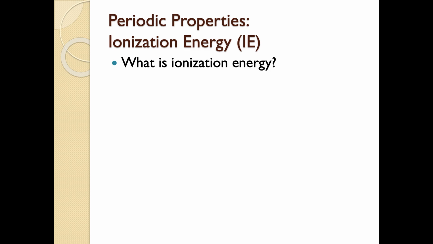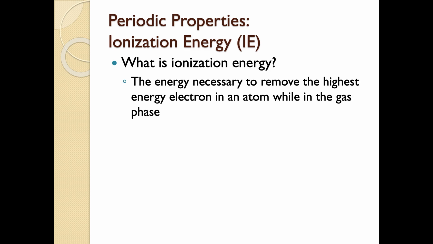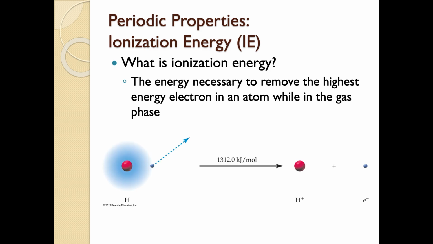The next one we're going to take a look at is what we call ionization energy. Ionization energy is the energy it takes to remove your outermost electron while that atom is in the gas phase. The gas phase part is not too relevant to us at this exact moment, but it will be more important definition-wise when we get to something called the Born-Haber cycle a little bit later this semester.